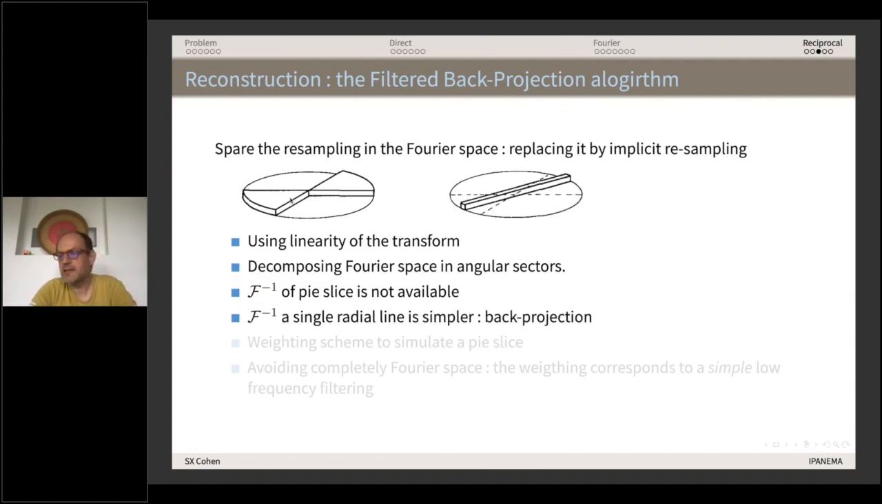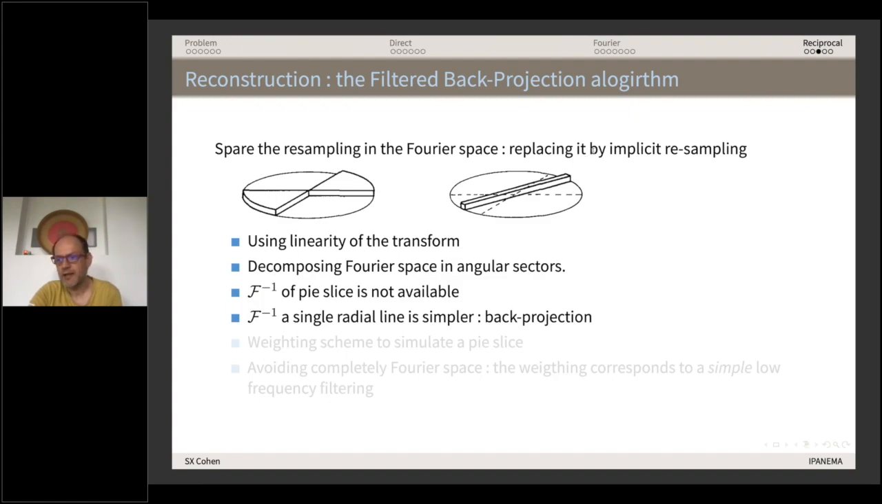I have the same problem here, basically. The problem is that I have a shape which is a bit tricky. Now there is something I know how to do: if instead of having an angular sector, I have a straight line. And indeed, this is the slice theorem again.